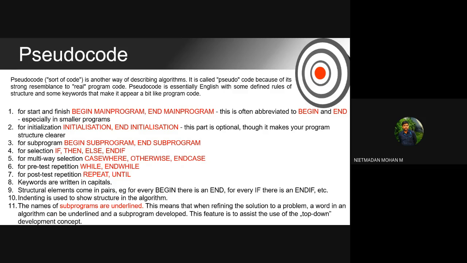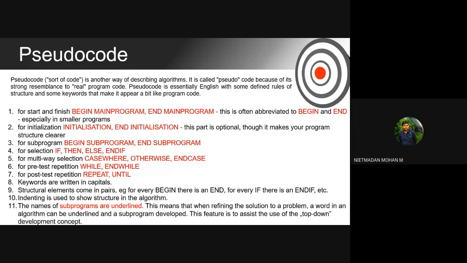The first one is the start and finish process: begin a main program or end a main program. These are the keywords. If you are going with only one program, you can use the keywords begin and end. And if you are using a large program that has n number of subprograms, then you want to begin main program and end main program.